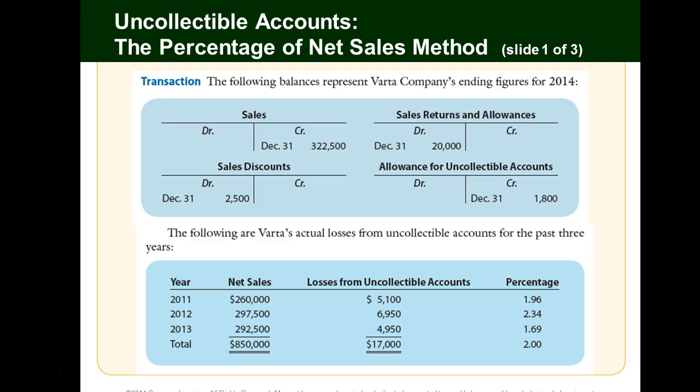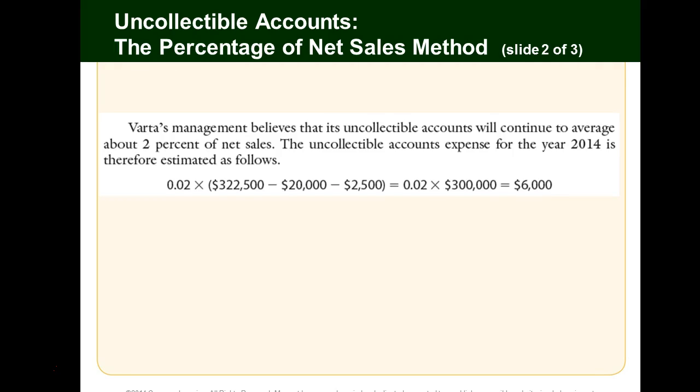So we're going to take an average of it all. We're adding our total sales for 3 years, and adding our total losses from the uncollectible accounts for 3 years. And we're dividing it. The $17,000 divided by the $850 gives us a 2% uncollectible, or losses from uncollectibles. Does that make sense how we're doing that? Very logical. So Varda's management believes its uncollectible accounts will continue to average about 2% of net sales.